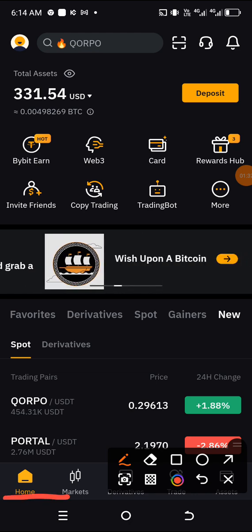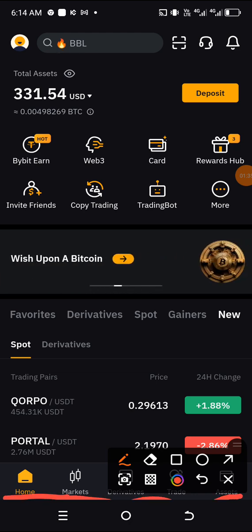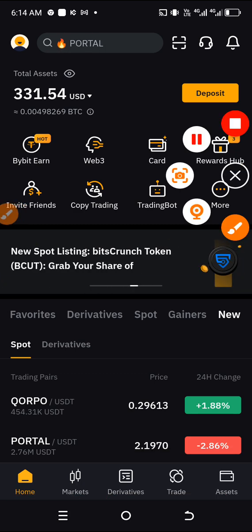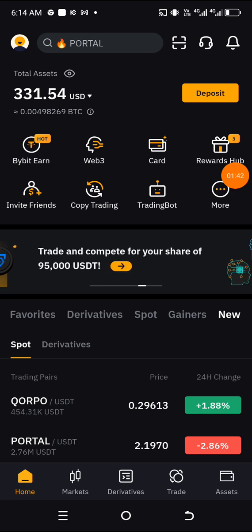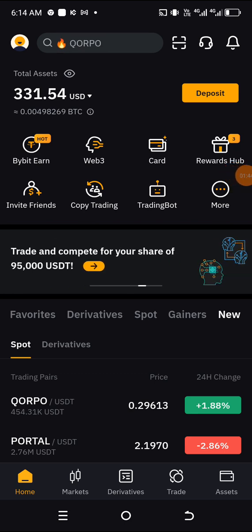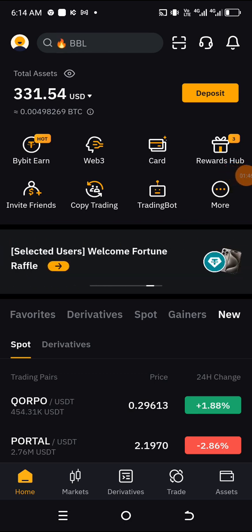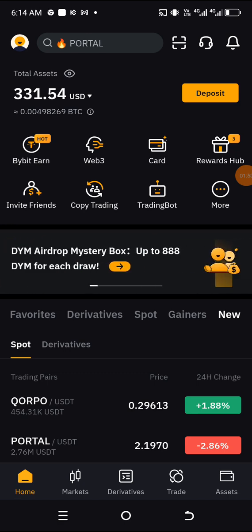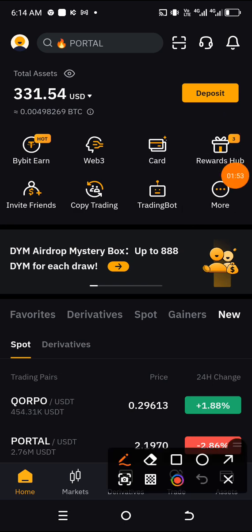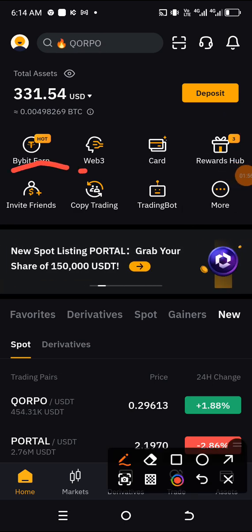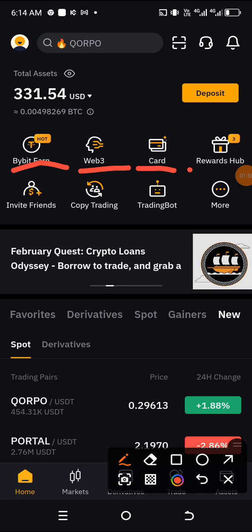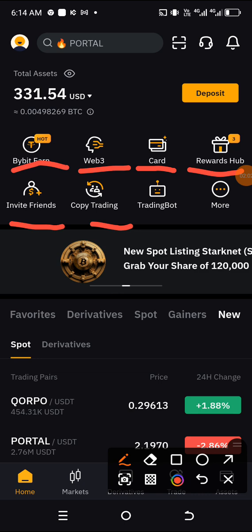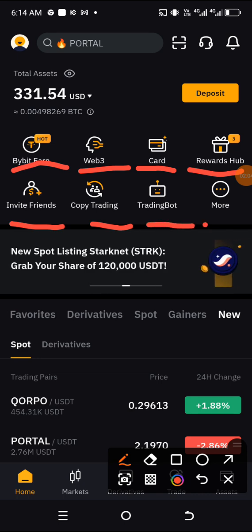And there's Markets and there's others. So in Home, this is where you see your asset here. You see Bybit N here. You see Web3 here. You see Card here. You see Reward here, Invite here, Copy Trading here, Trading Bot here, and more.